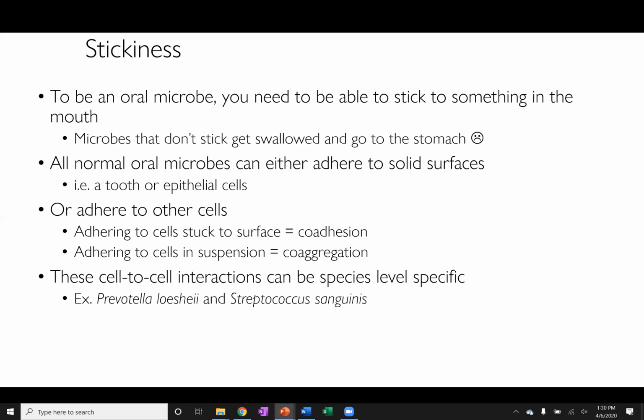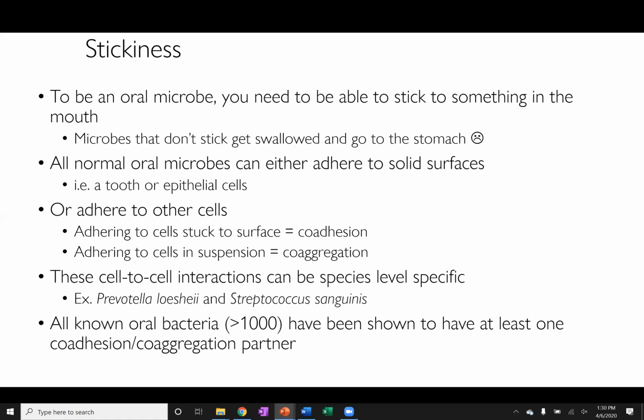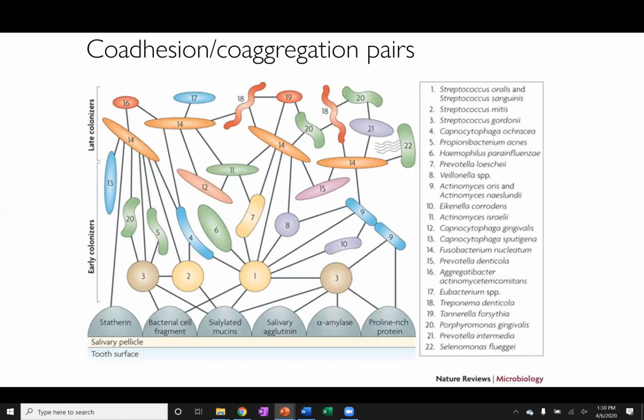These cell-to-cell interactions can be species-specific. For instance, Prevotella loescheii and Streptococcus sanguinis will typically only stick to others like themselves or closely related species. One of the interesting things about oral bacteria is that we know about 1,200 or so of them at this moment, and they have all been shown to have at least one coadhesion or co-aggregation partner. We can look at a basic schematic of what this looks like. We have early colonizers down here, late colonizers up here, and the tooth surface here. You'll notice there's production of all sorts of different molecules by these microbes to help them stick to the tooth surface, but they also have all sorts of lines linking them together because they're aggregating or co-adhering with one another.